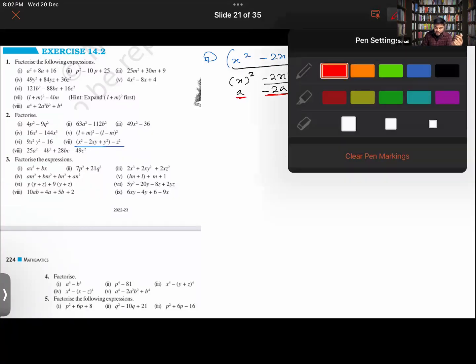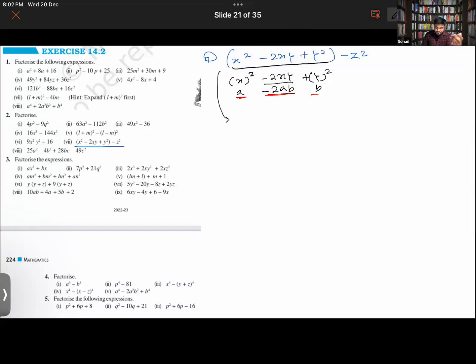So thereby further I will write it like this: x minus y whole square minus z square. Can I not write it like this? Also, guys, now you can see x minus y whole square minus z square. So how about I assume this expression x minus y as a and this as b.